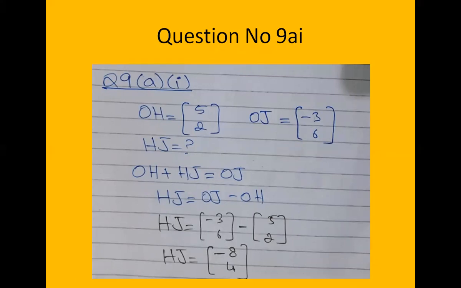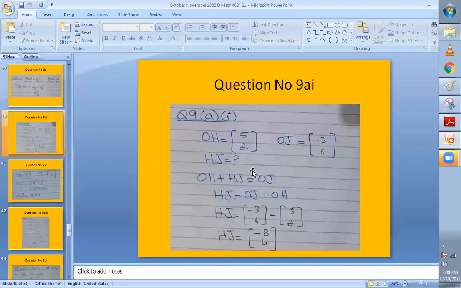HJ is equal to (-3, 6) minus (5, 2). So minus 3 minus 5, it will be minus 8. 6 minus 2, it will be 4. So this is how you find the column vector HJ.